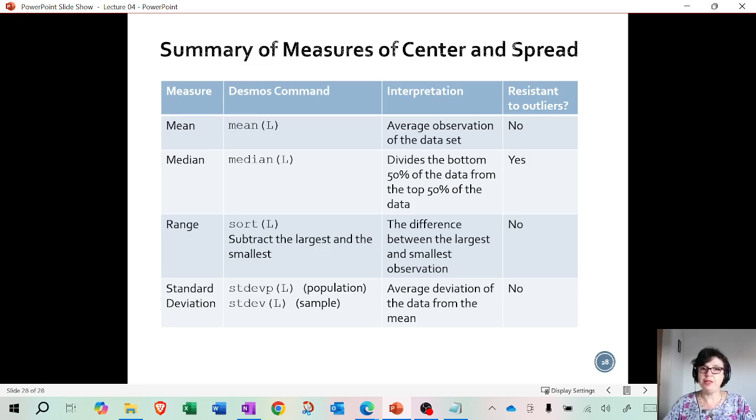Now, in terms of resistance, we found only one measure that was resistant to outliers, one measure of center, which was the median. But the other measure of center, which was the mean, was not resistant, and neither were the range and standard deviation, which are measures of spread. None of them were resistant. In the next lesson, we are going to look at a measure that will be resistant, called interquartile range. And that's the one that we will be using when your data set has outliers.